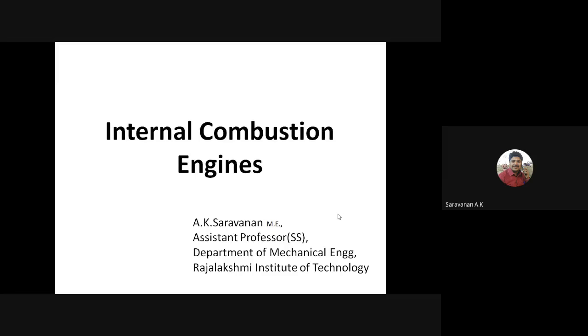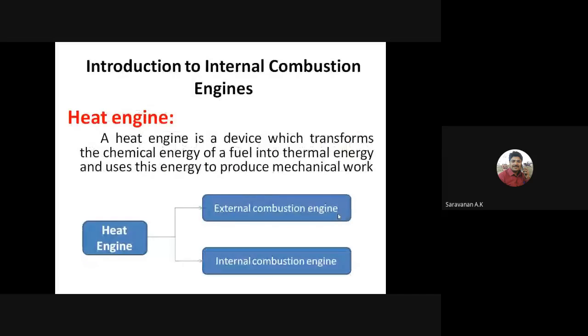So in the first 5 minutes we can recall what we discussed in the last class. Last class we discussed the introduction of IC engines. The heat engine is a device which transforms chemical energy into thermal energy, and that thermal energy is utilized for a mechanical output. So that is called the heat engine.